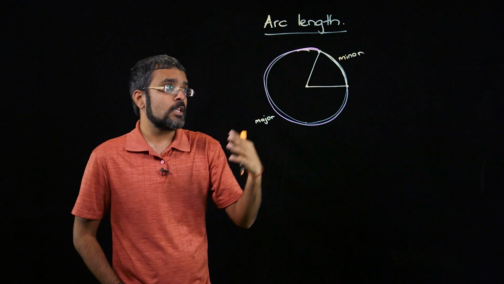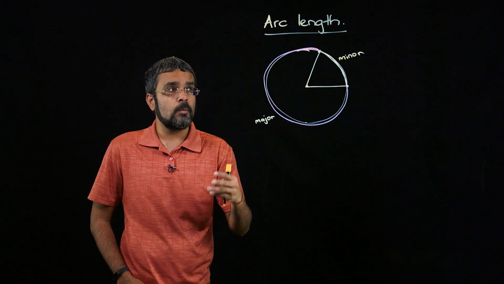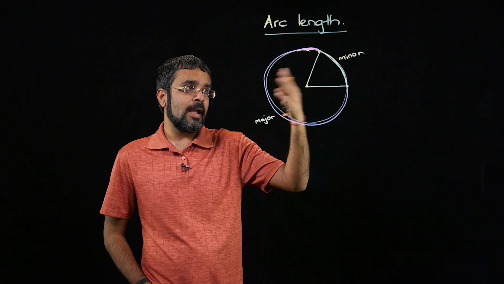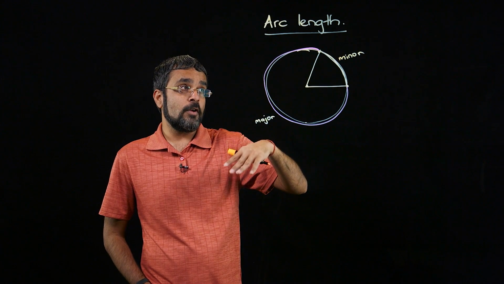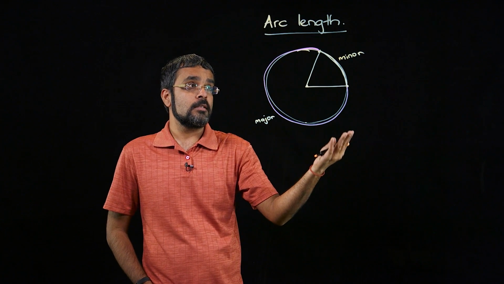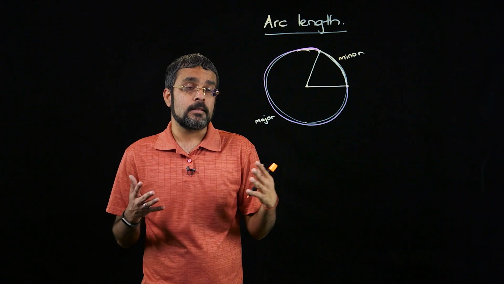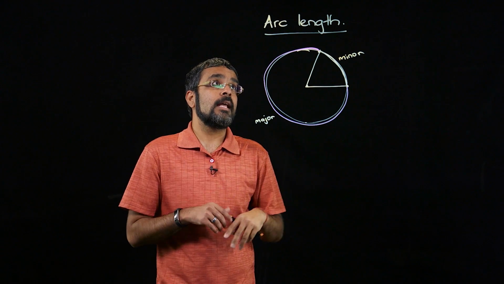Okay, so we're interested in finding the length of the arc. Now, typically, we will always ask you for the minor arc. However, keep a note that if your angle is greater than pi, or greater than 180 degrees, then you're always going to get the major arc. In either case, your formula remains the same.